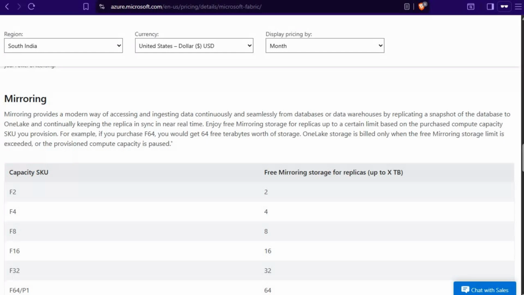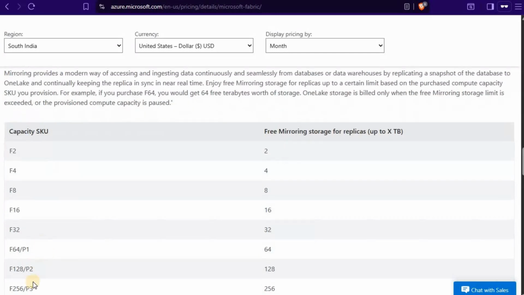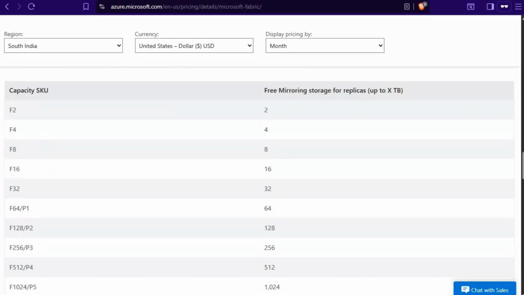The storage used by mirroring is counted as part of OneLake storage, but Microsoft gives you a hefty free allowance specifically for mirrored data. For each Fabric capacity, you get free mirroring storage equal to that capacity size in terabytes. For example, if you purchased an F64 capacity, you get 64 terabytes of OneLake storage at no charge to use for mirrored data replicas. If you had an F2 capacity, you would get 2 terabytes free for mirrored data.